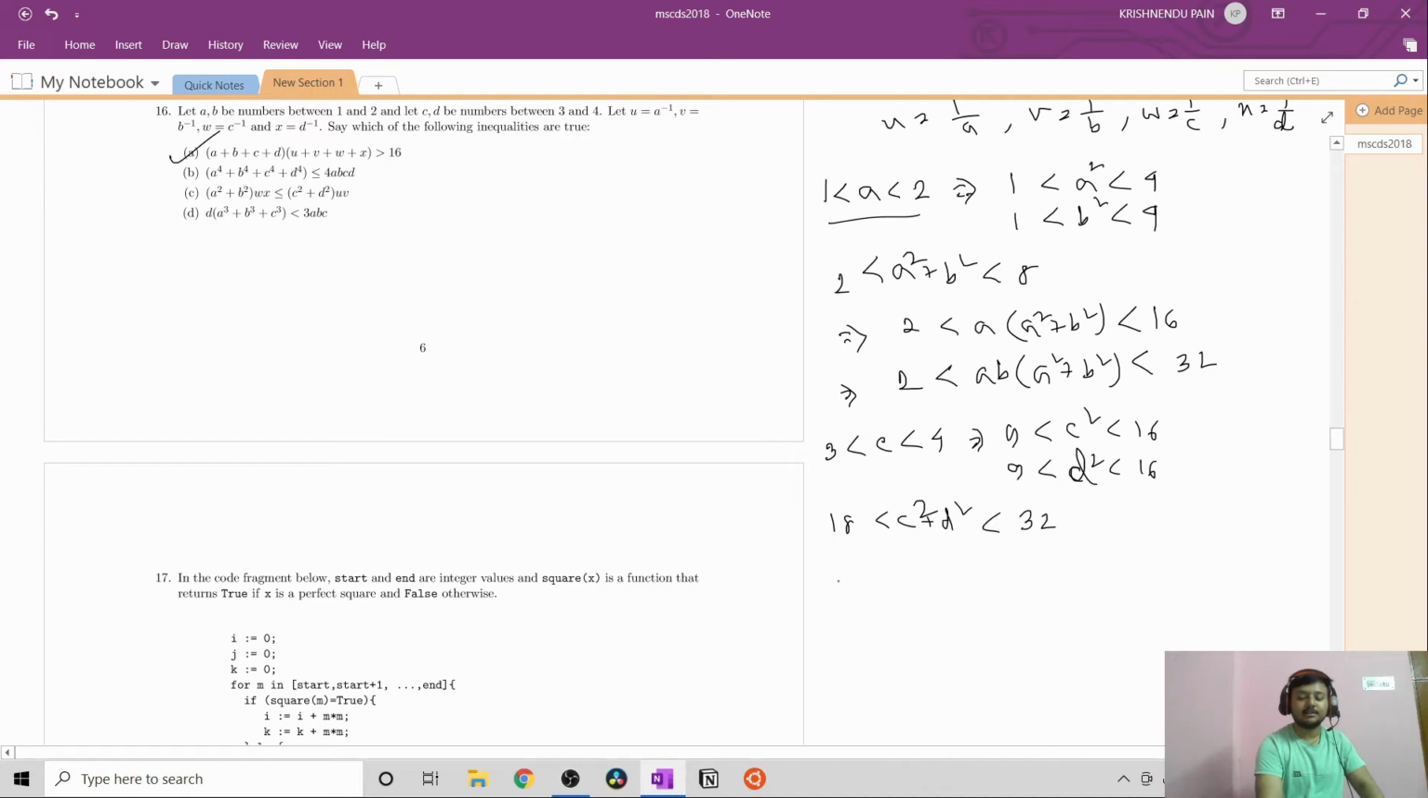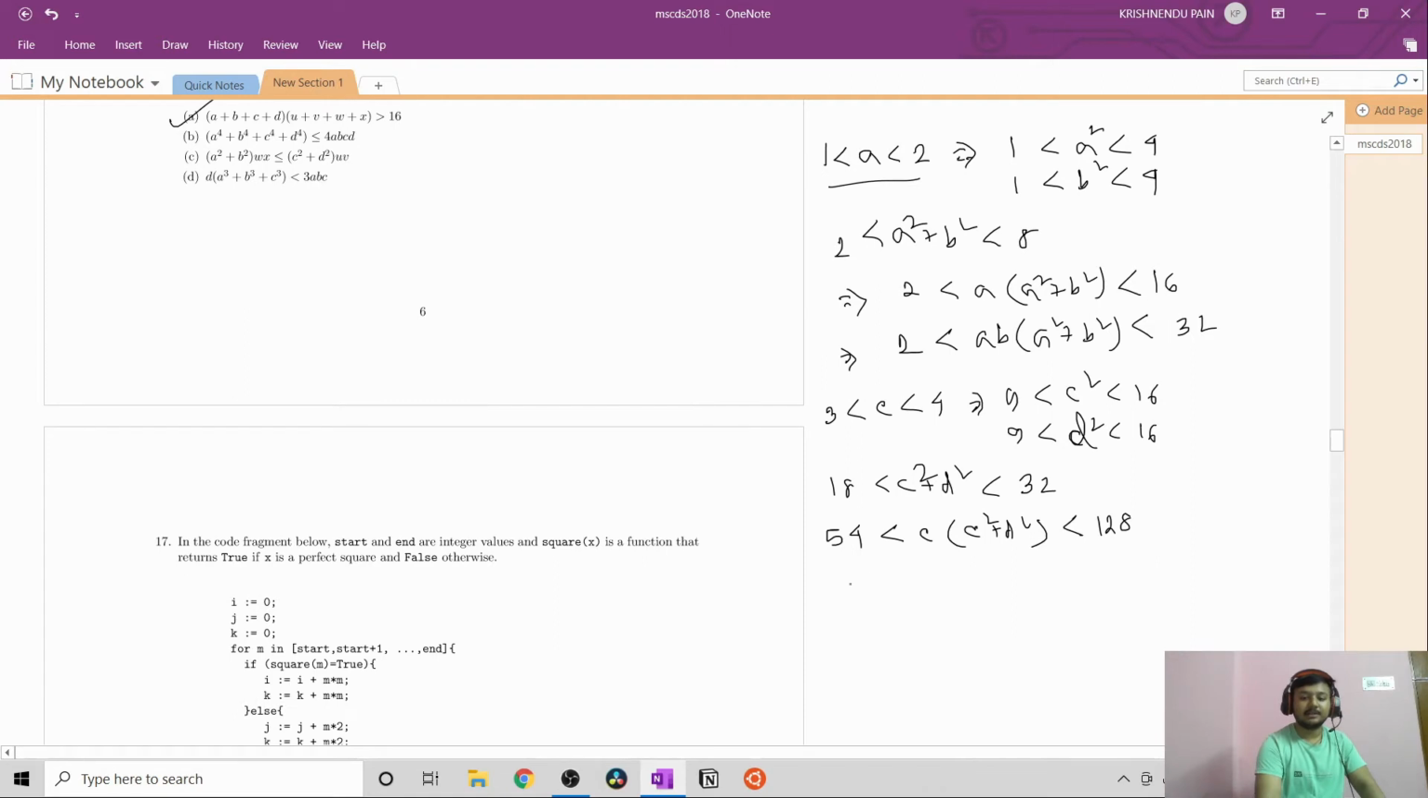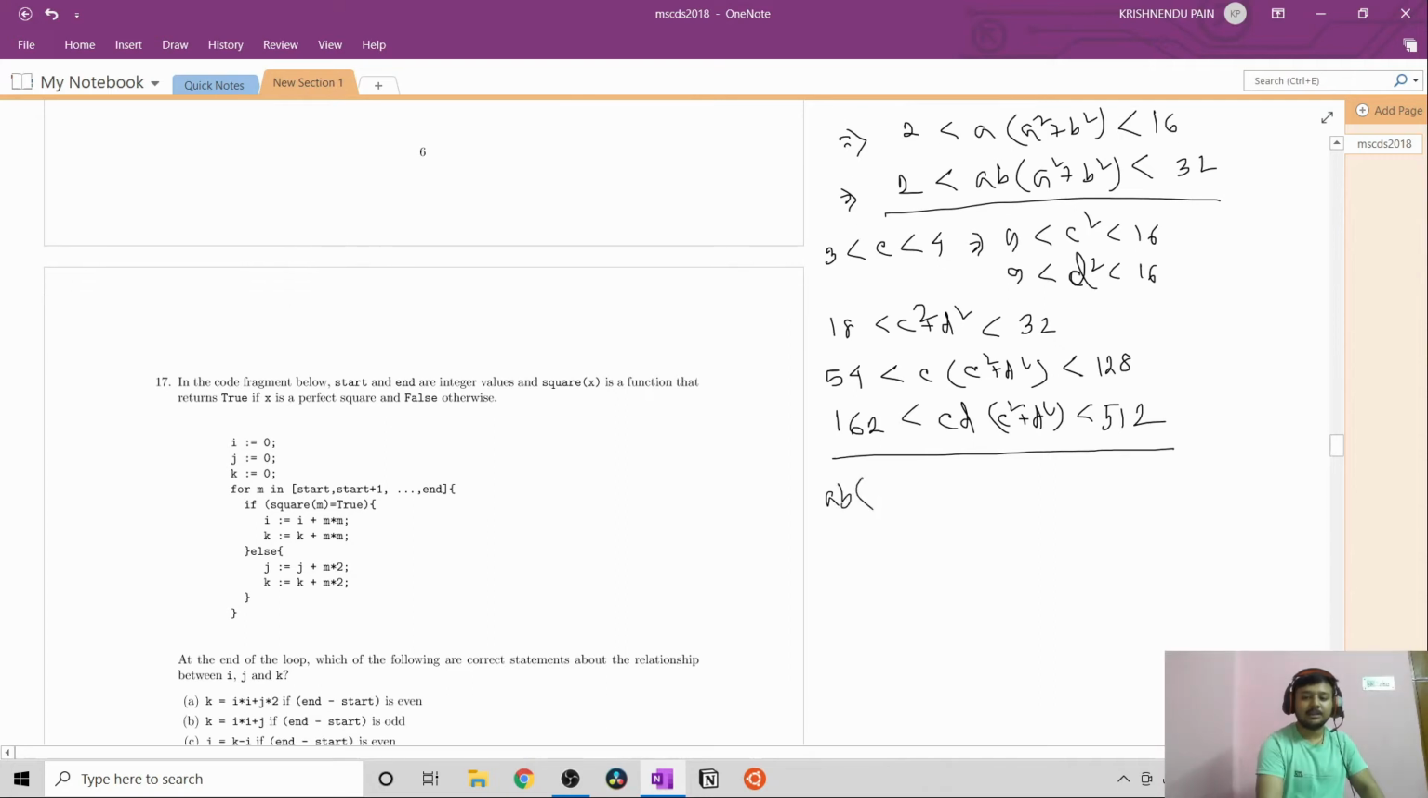Multiply this condition, we'll get 54 less than C into C square plus D square less than 128. For D, multiply this, we'll get 162 less than CD, C square plus D square less than 5112. This term lies between 2 and 32, and this term lies between 162 and 5112. So obviously AB, A square plus B square is less than CD, C square plus D square. Take AB this side and CD this side.